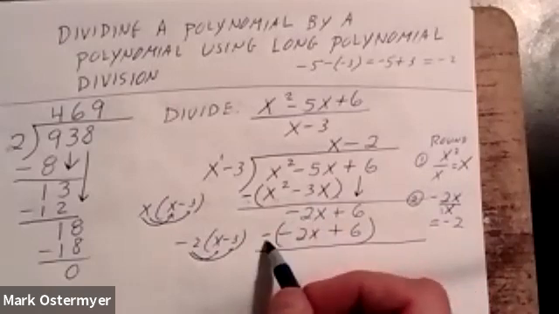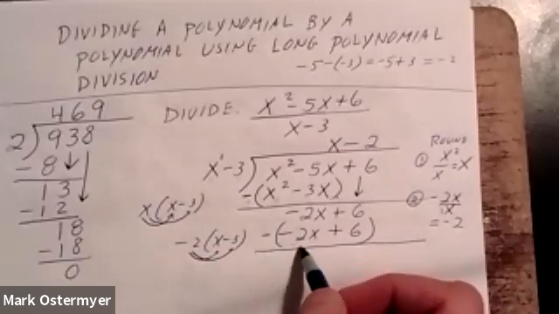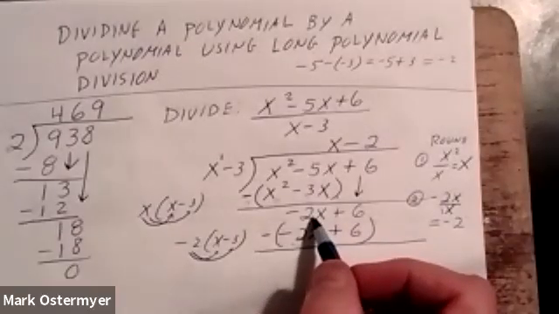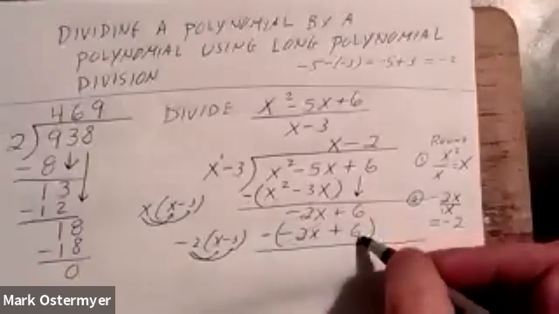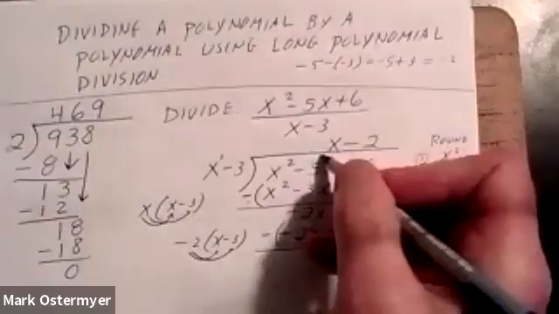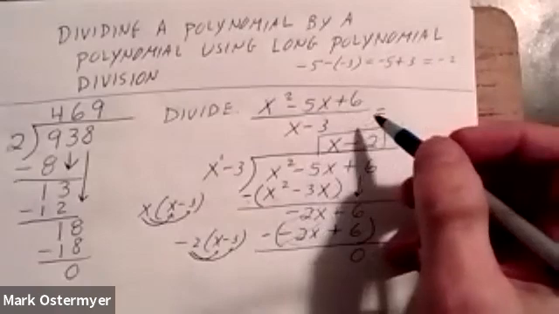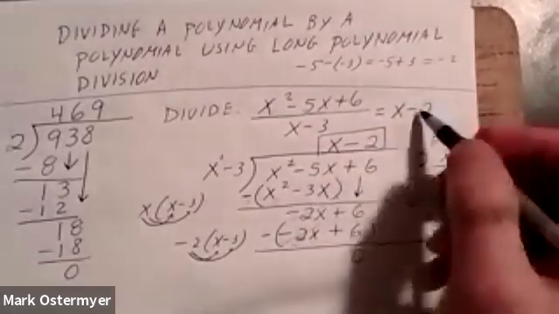Now, what's negative 2x minus itself? Zero. What happens to the negative 2x's when you subtract negative 2x from itself? That goes to 0. Yep. Now, what's 6 subtract 6? 0. Remainder is 0. Ladies and gentlemen, my quotient is up here: x minus 2. So after having divided x squared minus 5x plus 6 by x minus 3, I get x minus 2. That's your answer.